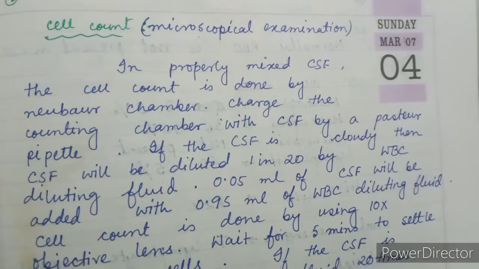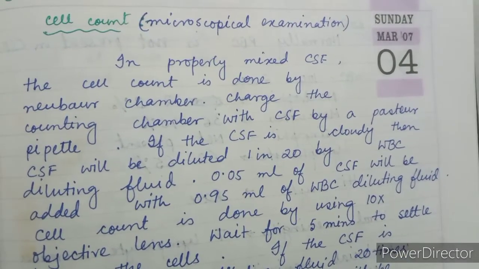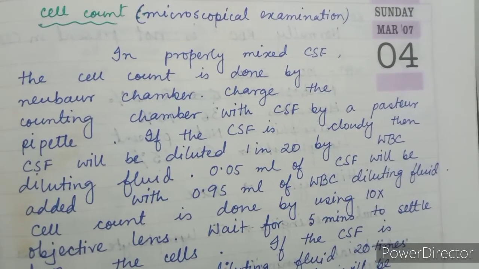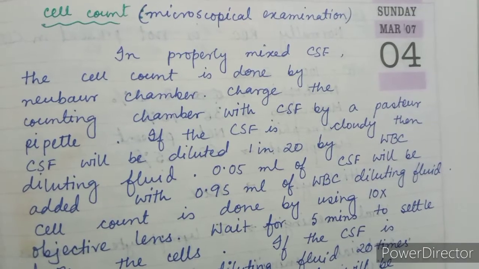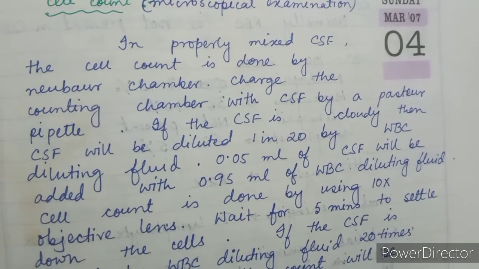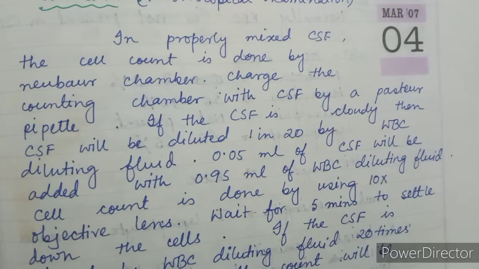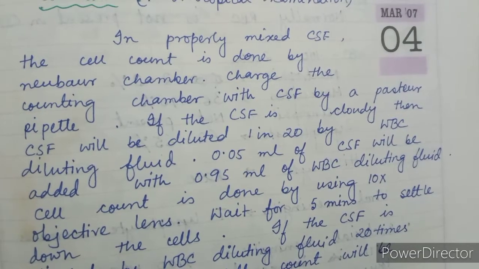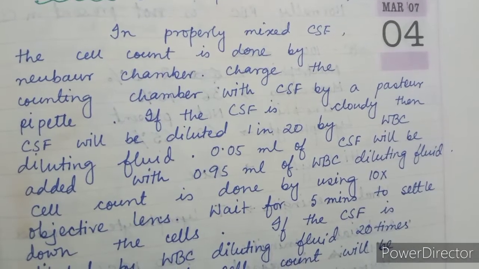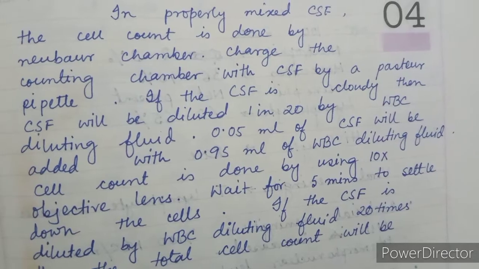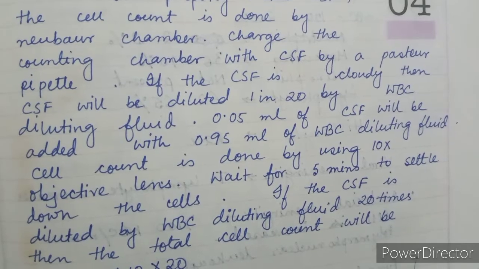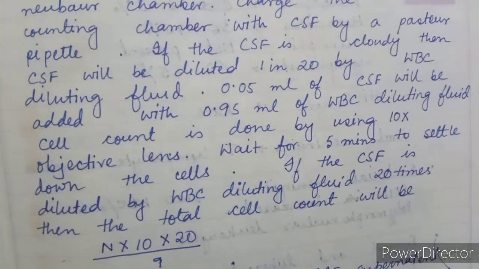Next is cell count by microscopical examination. This is also included in physical analysis. In properly mixed CSF, the cell count is done by the Neubauer chamber method. Charge the counting chamber with CSF by a Pasteur pipette. If the CSF is cloudy, then it will be diluted 1:20 with WBC diluting fluid. 0.05 ml of CSF will be added to 0.95 ml of WBC diluting fluid. Then the cell count is done using the 10x objective lens. Wait for 5 minutes to let the cells settle.